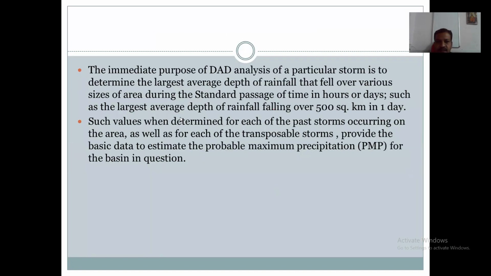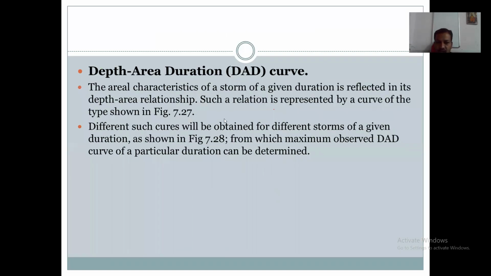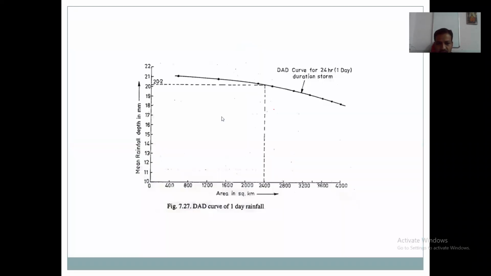And the last one is the depth area duration curve, like I mentioned, the DAD curve. This curve is plotted between depth, that is mean rainfall depth in mm or centimeter, area in square kilometer, and duration in days or hours. That curve is said to be the DAD curve, the depth area duration curve.